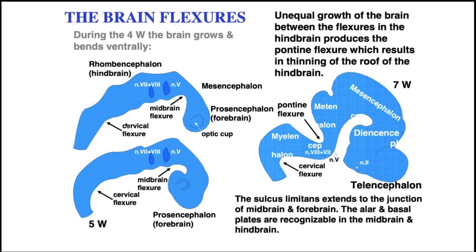As the brain then starts growing, some parts are going to grow more than others. There's going to be unequal growth between the flexures, and this is going to produce another flexure, known as your pontine flexure. So again, here we have our diencephalon and telencephalon, or your forebrain, the mesencephalon, and then you have your hindbrain, and here you're going to have your pontine flexure and your cervical flexure.